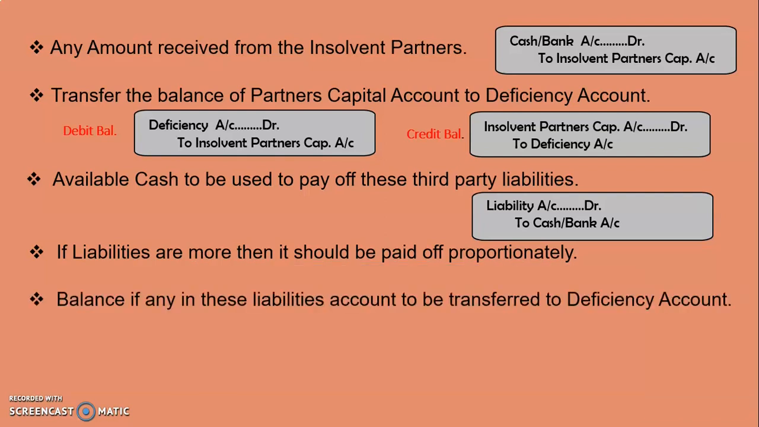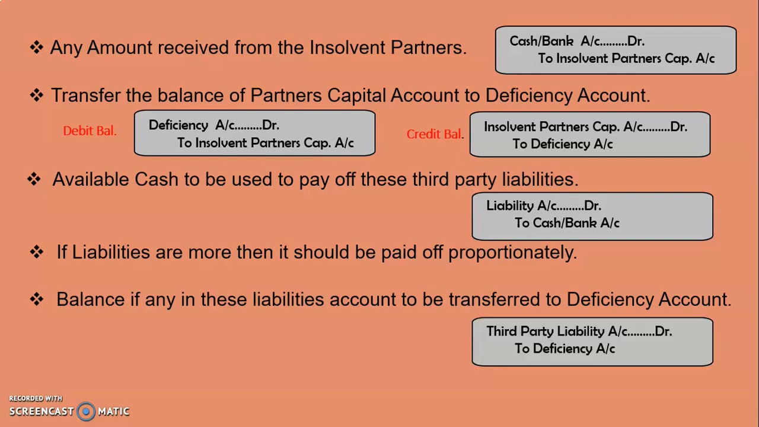Then the balance, if any, in these liabilities will be transferred to deficiency account. So in the previous example, the creditors were 30,000 and we paid only 15,000. So the remaining 15,000 which is not paid to the creditors will be transferred to deficiency account. Same in the case of bills payable. Out of 10,000, we paid only 5,000. So the remaining 5,000 will be transferred to deficiency account. So the entry is third party liability account debit to deficiency account. After transferring this to deficiency account, we have to close the deficiency account. Our deficiency account will tally.